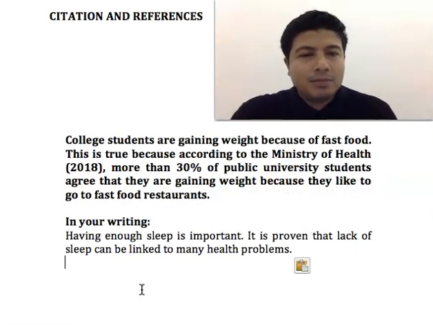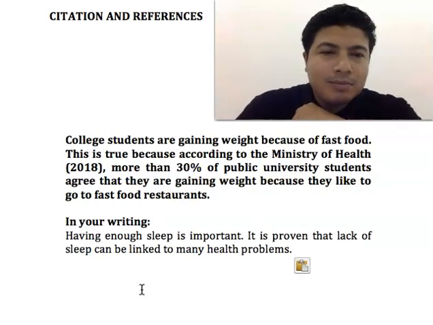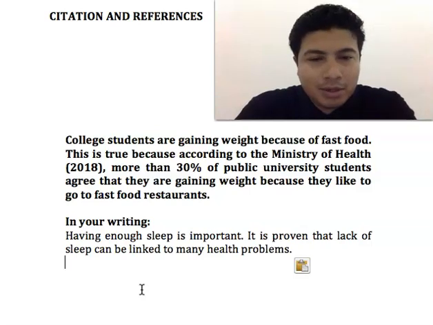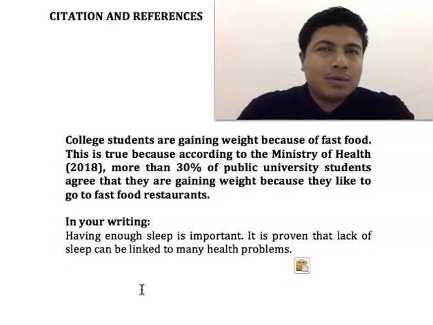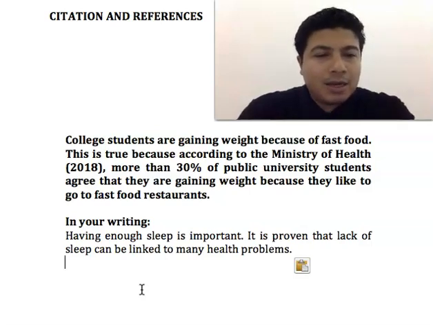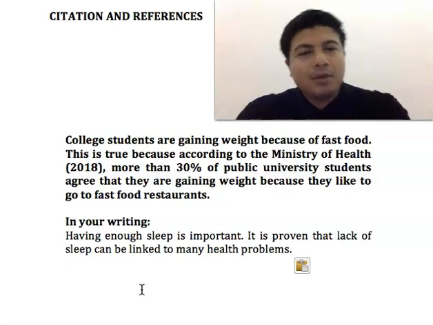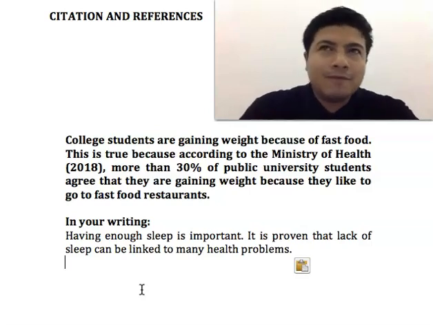So let's say in your essay, in your academic essay, academic writing, you are talking about sleep is important. So you say one of your points is having enough sleep is important because it is proven that lack of sleep can be linked to many health problems. So this is what you say. So if you want people to believe you, you'll have to cite.